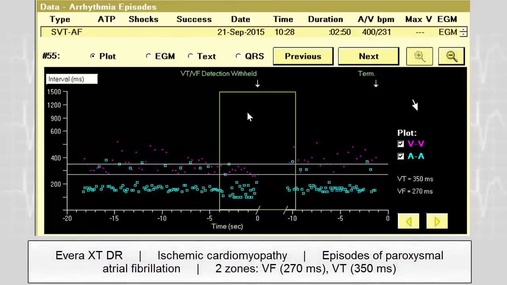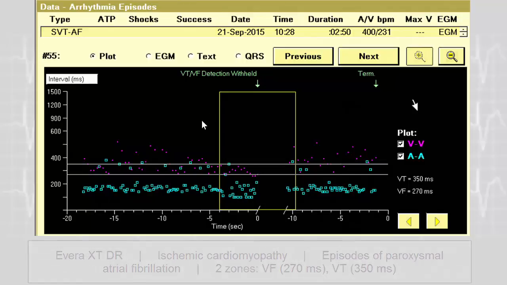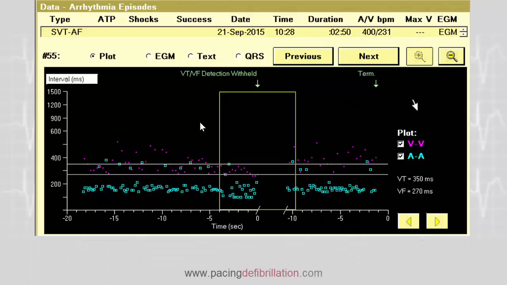This is the case of a patient with ischemic cardiomyopathy implanted with a dual lead ICD, and this is an episode of conducted atrial fibrillation. The plot is characteristic, with a very fast and irregular atrial rhythm, and an irregular ventricular rhythm, also with cycles classified VS, VT, and a few classified VF.